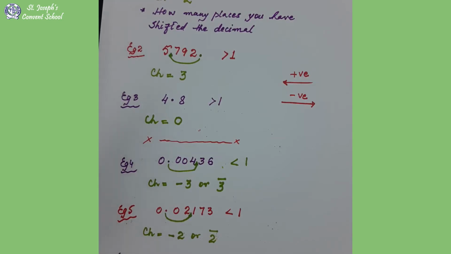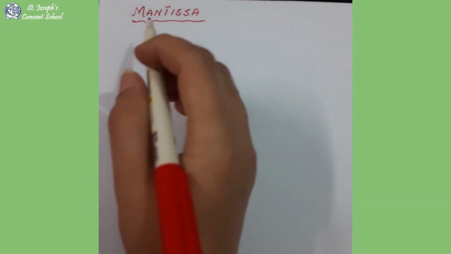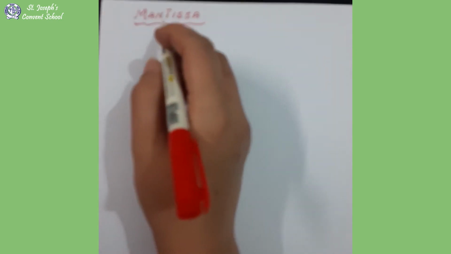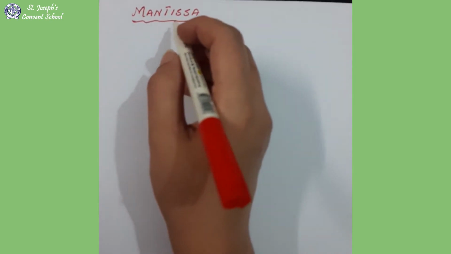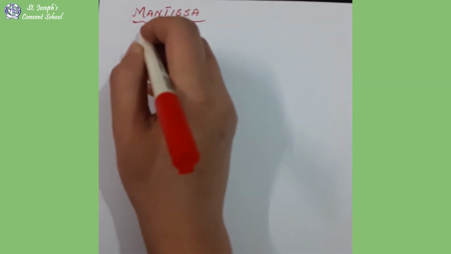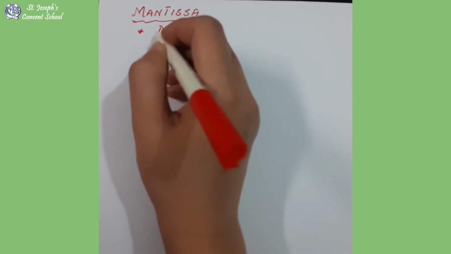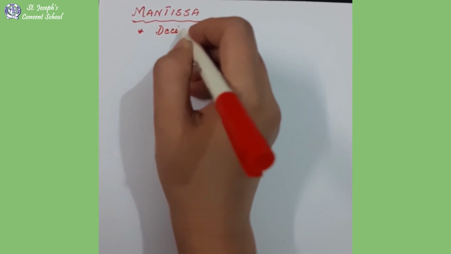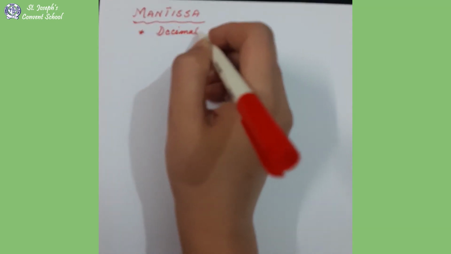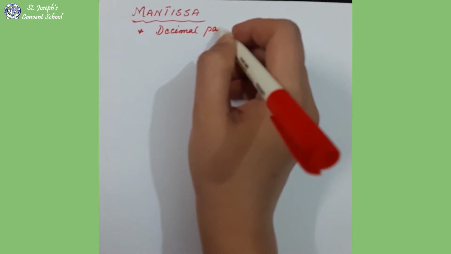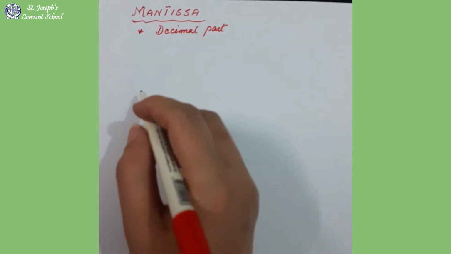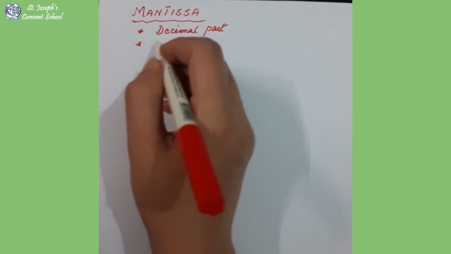Now after finding characteristic, let's move on to the next step, that is mantissa. I'm going to explain you how to find the mantissa. Now the mantissa, this is the second part of the logarithm, common logarithm. Mantissa is actually the decimal part. Okay, it is the decimal part. It means that always write it with the decimal, and it is always positive.